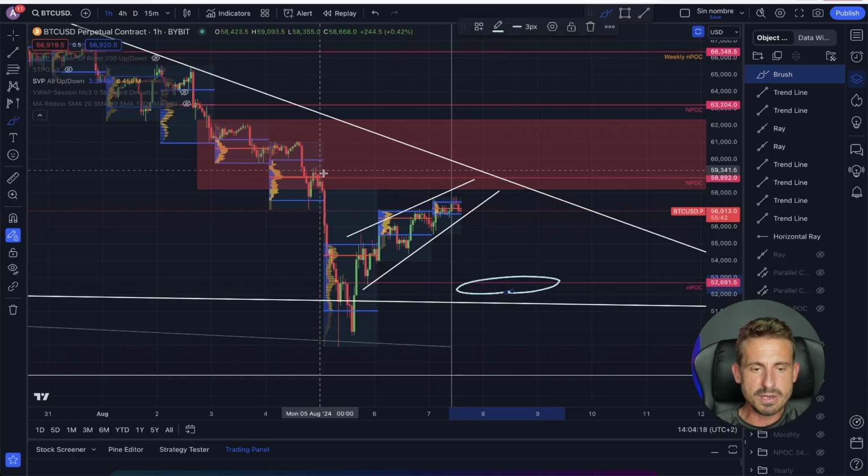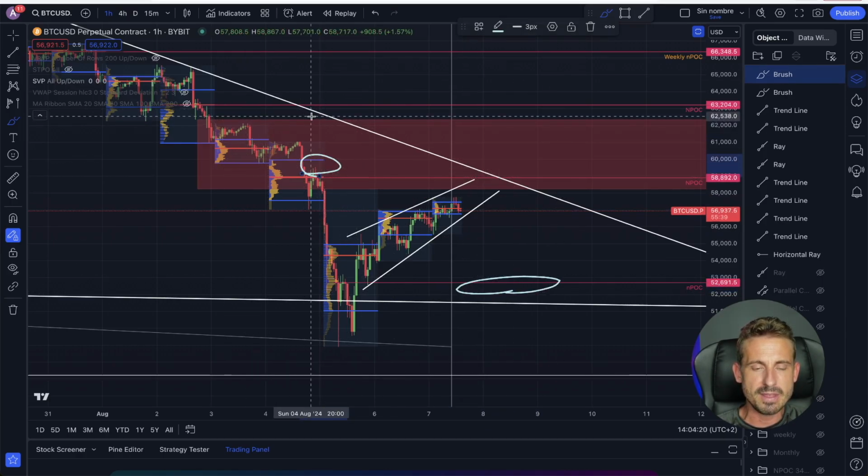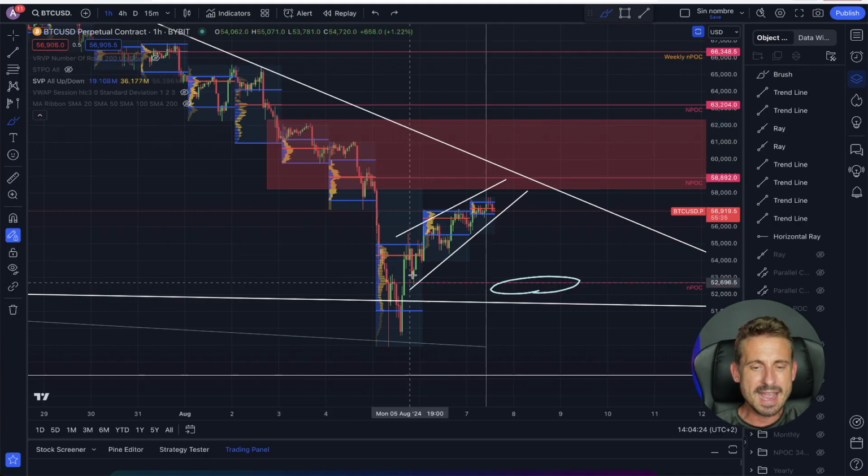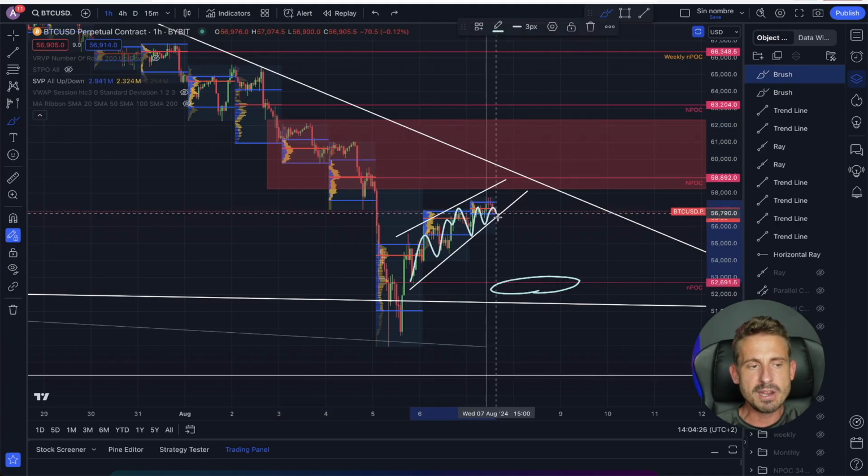We do have this one right over here, and we have this one at $62,000, which is the 0.618 from the overall drop. Inside here is very complex. We could be breaking down.